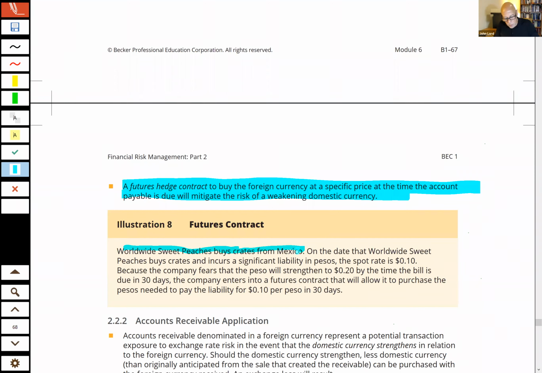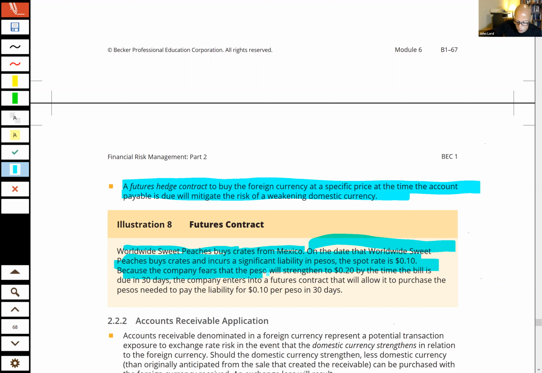Okay. So it's the same example, but now we're looking at how we're going to use, in this example, a futures contract to mitigate some of that risk. So on the date that Worldwide Sweet Peaches buys crates and incurs a significant liability in pesos, the spot rate is 10 cents, because the company fears the peso will strengthen to 20 cents by the time the bill is due.